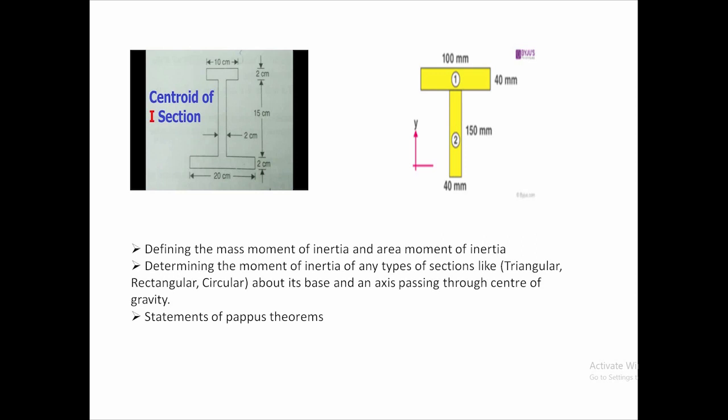Next, from mass moment of inertia or area moment of inertia, there will be questions like defining what is mass moment of inertia and what is area moment of inertia and what is the difference between those, and also determining the moment of inertia of any types of sections. So it is also the basic question. You have to know for any types of section what is the moment of inertia for triangular section, rectangular section, circular section, semicircular sections, etc. So they may ask to determine the moment of inertia about its base and an axis passing through center of gravity. They can give the sections to solve, or they can give the expression to determine.